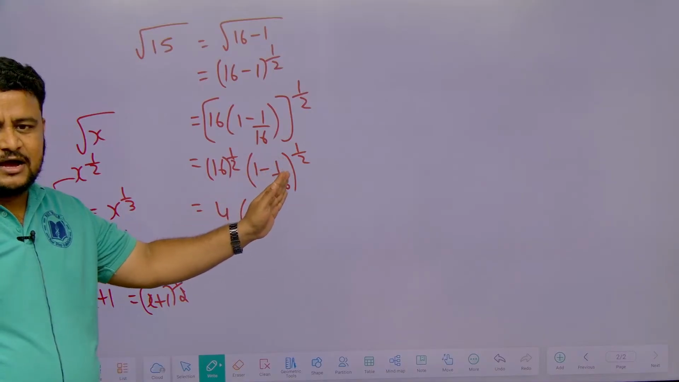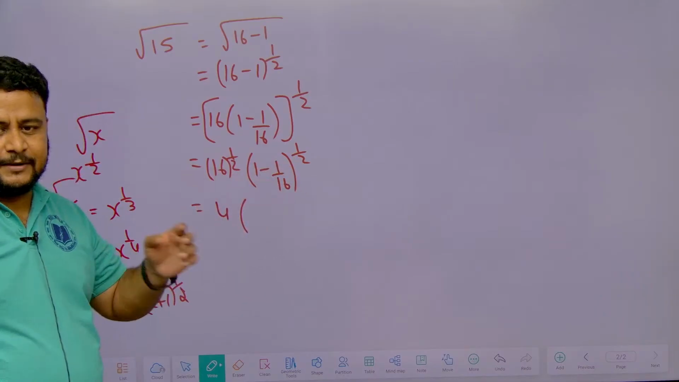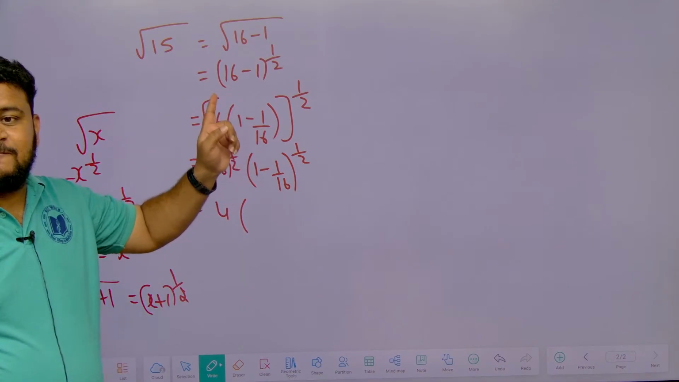So what can I use? Binomial expansion. For 1 minus 1 by 16, with 1 by 2 as the power. See, don't think it is applicable only for 1 plus a to the power of n.